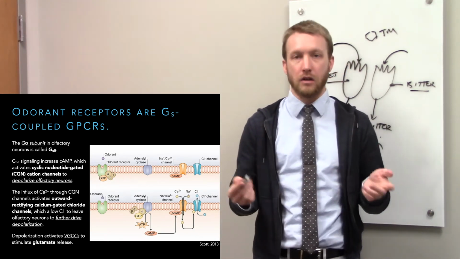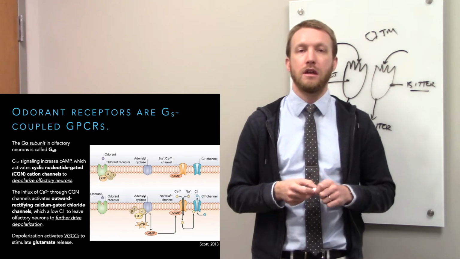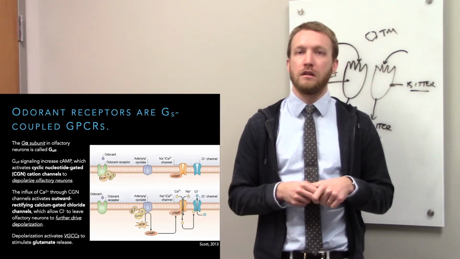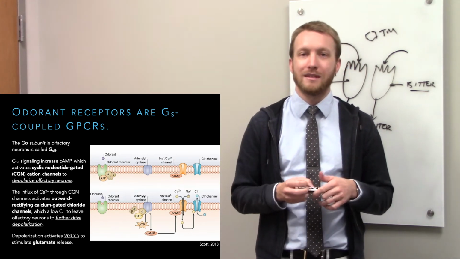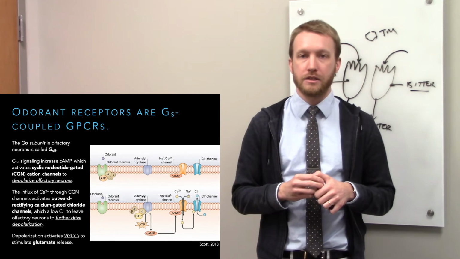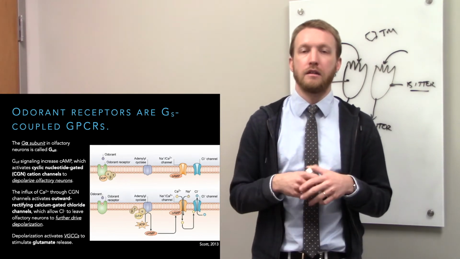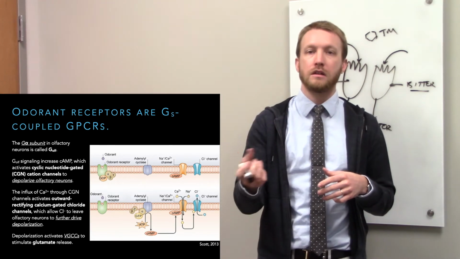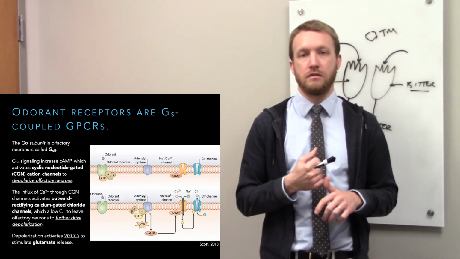Odorant receptors are GS coupled. Now they call it G-olf, or G olfactory alpha subunits, but they're just GS. They still stimulate adenylyl cyclase, they still increase cyclic AMP levels, and those still stimulate cyclic nucleotide gated cation channels. Nothing simple there. That drives, nothing complicated there.